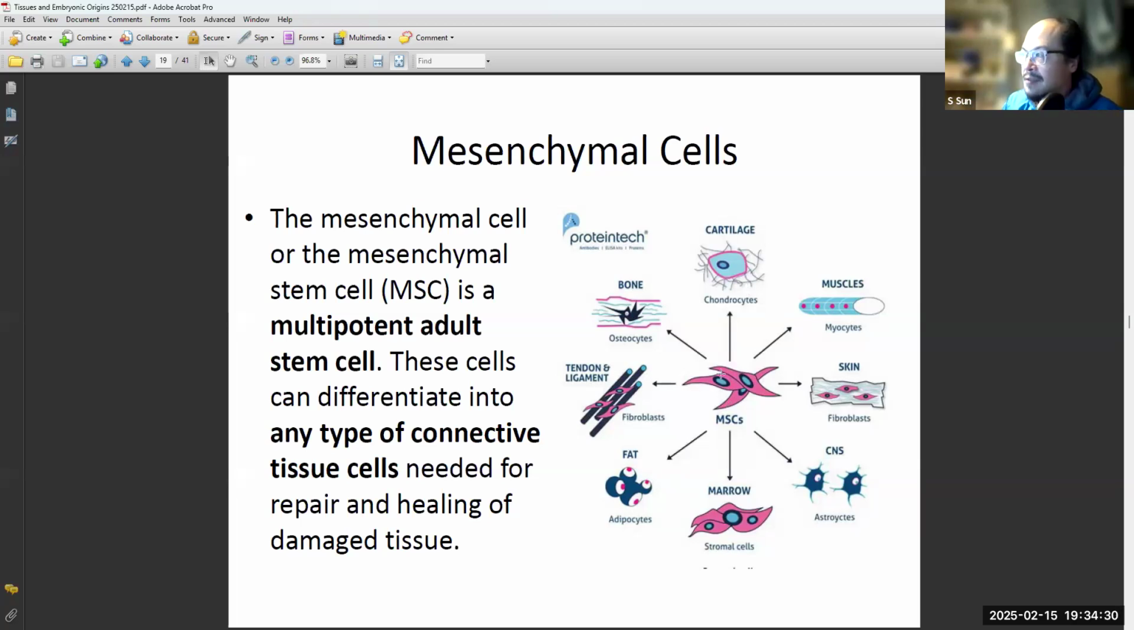So you can see that this one is what we call multipotent. Potent means potential. Multi means different kinds of potential. Adult stem cell. So this is an adult stem cell.